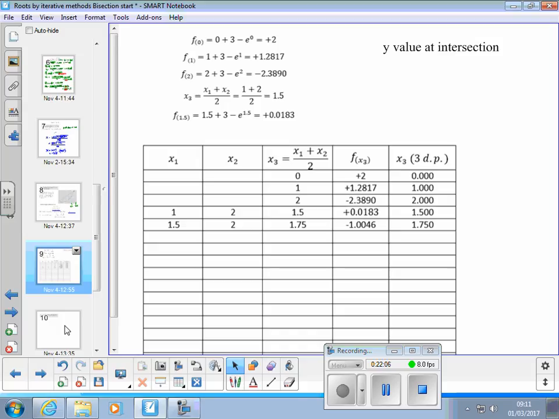Until you get a column of that figure. We've got a bottom gap. We've got a change of sign there actually. Work that one out.